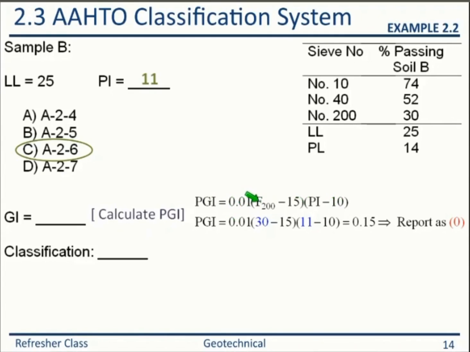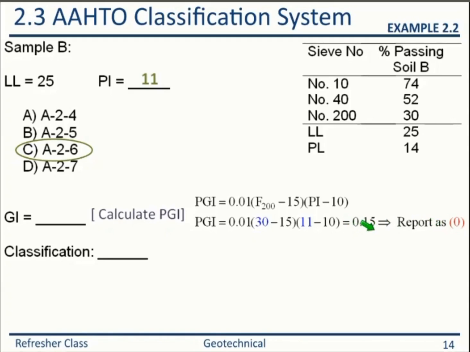The percentage passing number 200 sieve is 30, put 30 here, minus 15. The plasticity index of soil sample B is 11, so 11 minus 10. When you work it out, you will get 0.15. This is less than 0.5, so we'll report it as a 0.